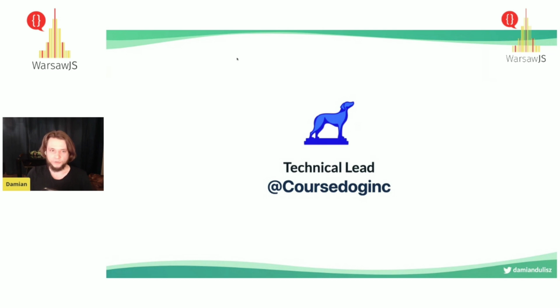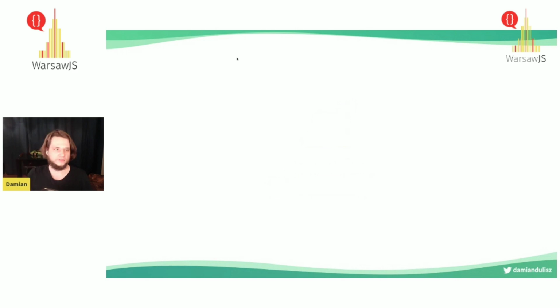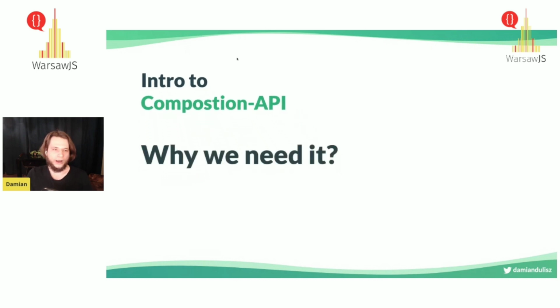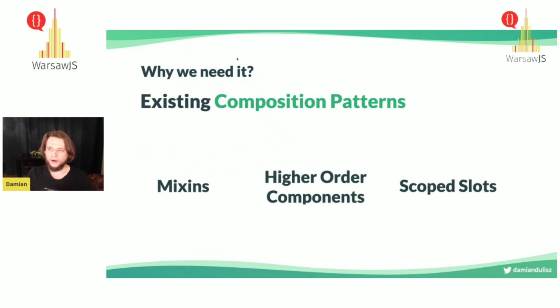This talk is going to be about the Composition API, which is one of the major, and I think the biggest or most impactful, additions to the Vue API. But first, before we go into what it is, I think we need to cover why we need it. Right now, there are a few composition patterns or methods to share code across different parts of your application: mixins, higher order components, and scoped slots.